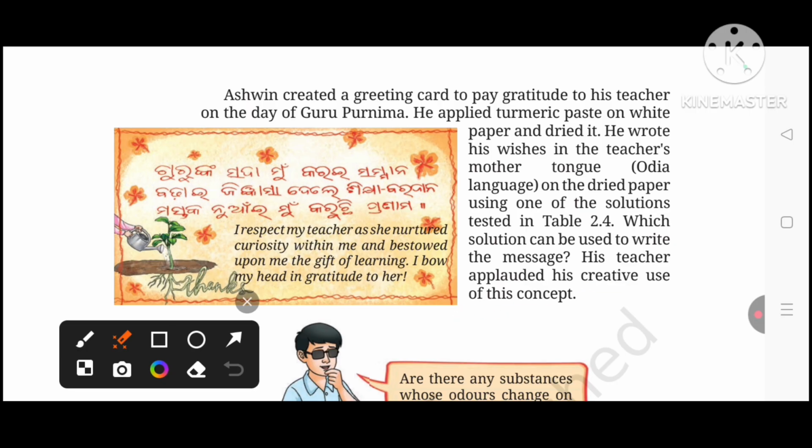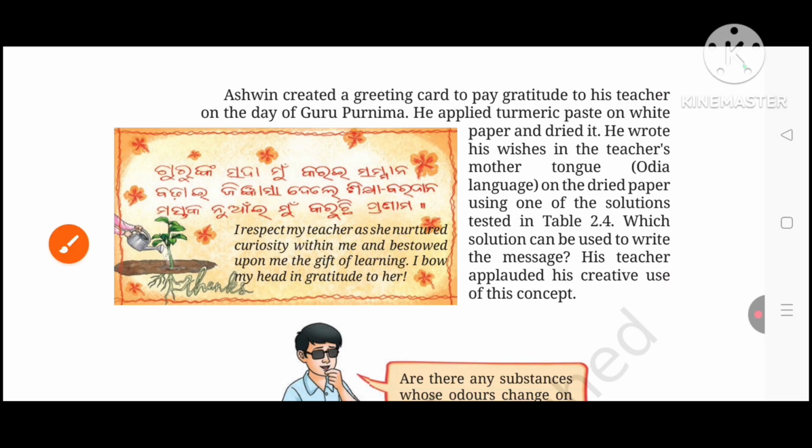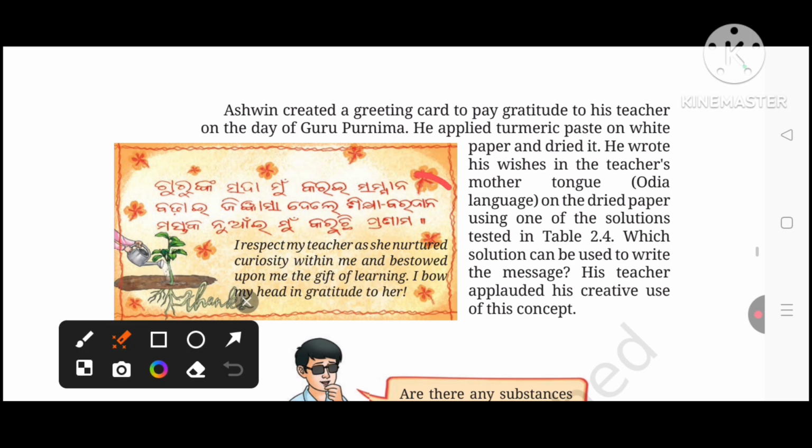I had already taught you that acidic and neutral solutions cannot be distinguished with the help of turmeric paper strips, because they will not change the color of these strips. So basic solutions must be used for the writing given here, because a basic solution is the only one which can change the color of the yellow paper strips into reddish brown. So he must have used a basic solution to write this.